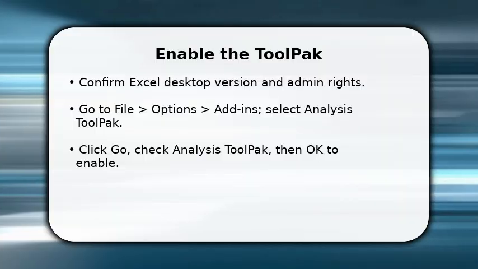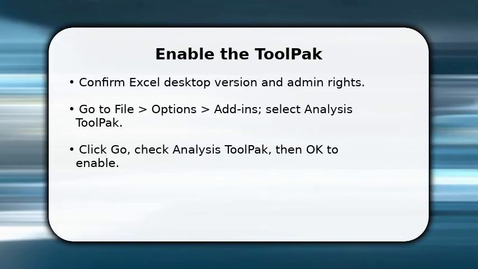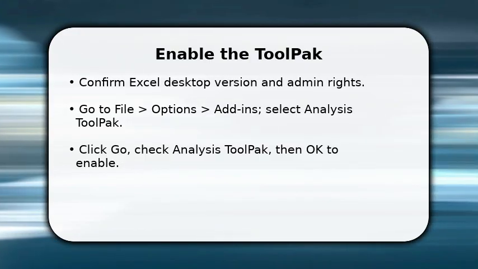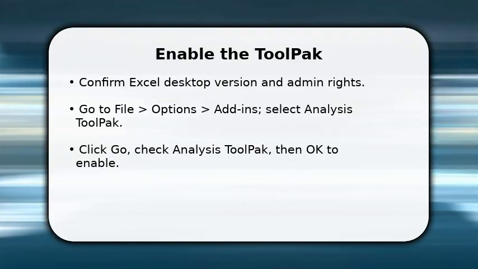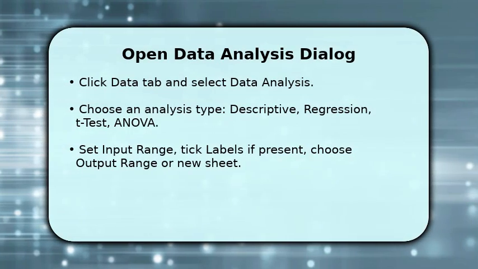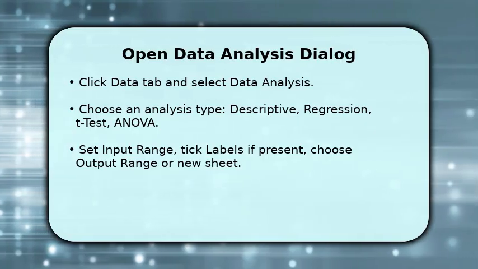From the Manage box, select Excel Add-ins and click Go. Now check Analysis Tool Pack and press OK. You've just activated the data analysis capability. After enabling, make sure to restart Excel if the Analysis or Data Analysis button does not appear on the Data tab. You will now run your first procedure using the Data Analysis dialog on the Data tab.